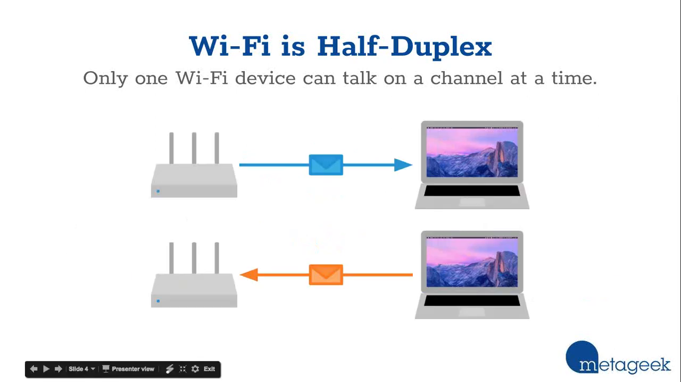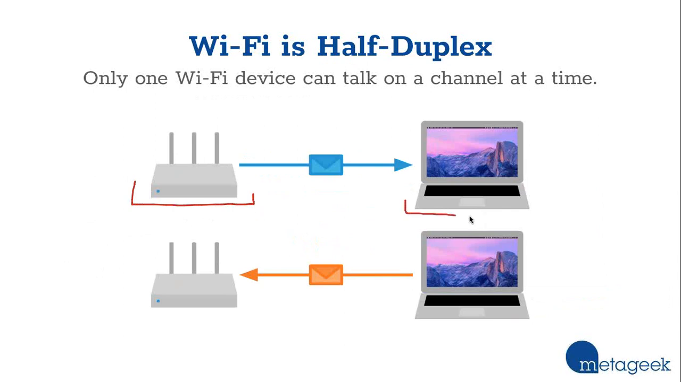So what does a wireless conversation typically look like? Well, let's say that we have an access point that needs to send some data to this laptop, this client device. The first thing the access point's going to do is perform a clear channel assessment. It's basically going to listen to the channel to see if anything is talking on the channel.